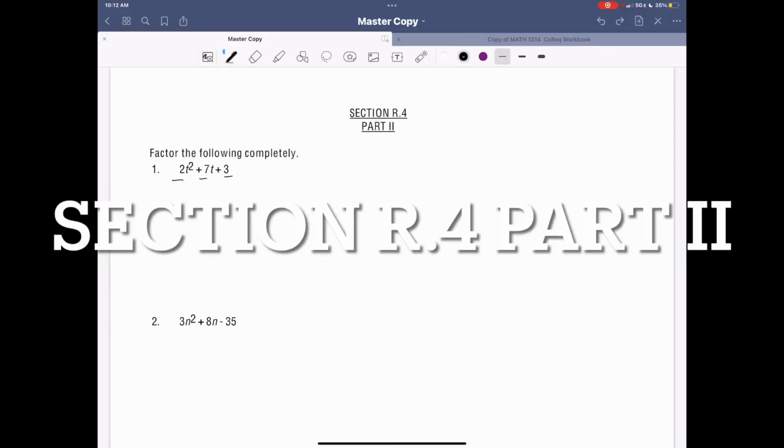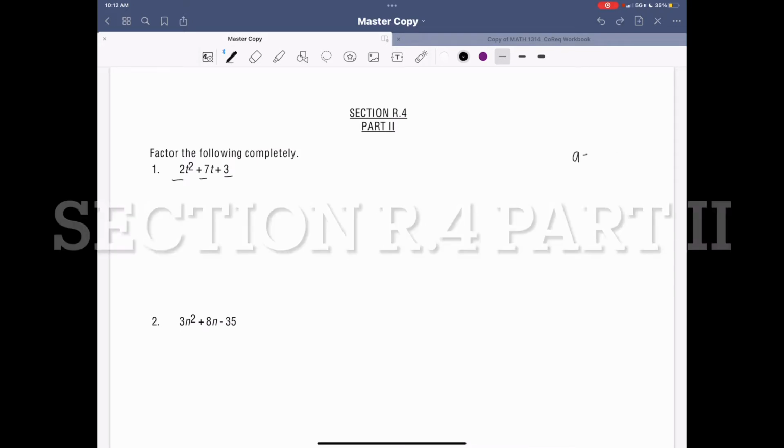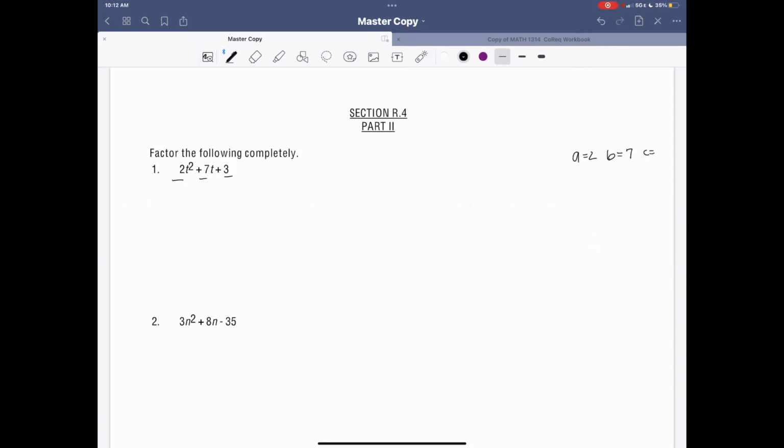About factoring quadratics. So I've already underlined my coefficients and my constants. This is called the AC method. You identify the A, the B, and the C. So A is 2, B is 7, and C is 3. So A times C is 2 times 3, which is 6, and then B is going to equal 7.